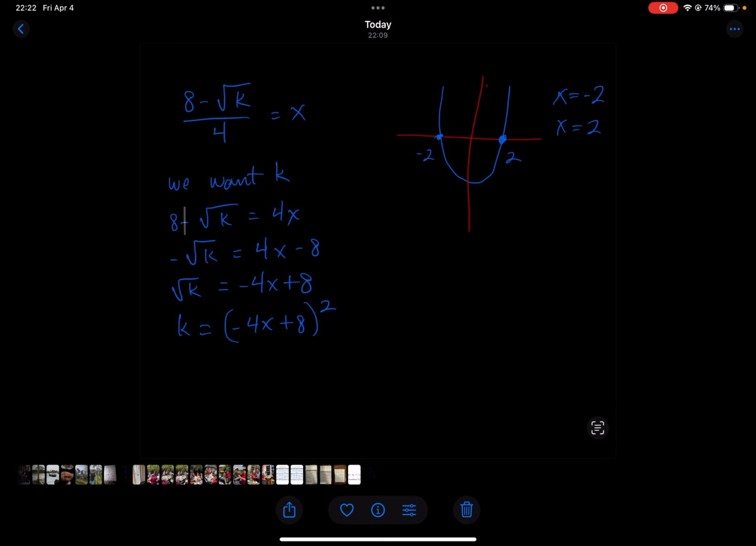So we're going to rewrite this equation. Follow the steps here to rewrite the equation. You can pause the video and look through it if you want. Eventually, we come out with k equals -4x plus 8, squared. And so this is this equation, but in terms of k.